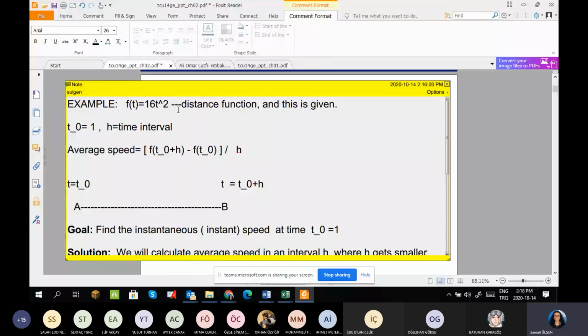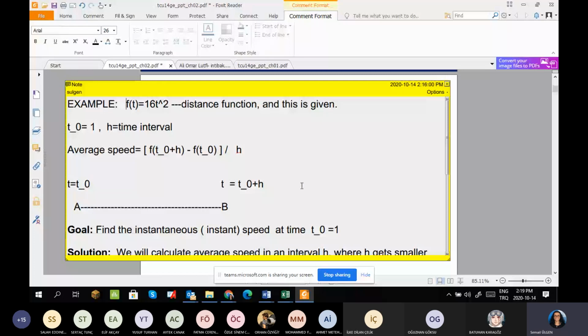Okay, f of t is given as a distance function, and h represents a time interval. We have t0, the time, equal to 1, and we are also given time equal to 2 as well.